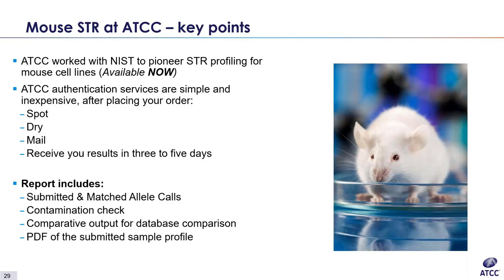The final MouseSTR reports will include allele calls for the submitted and matching cell lines across all 18 loci, as well as a contamination check to detect for human or African green monkey species. The comparative output will also allow you to review any additional cell lines that may be similar to your sample, and a PDF of the sample profile will also be provided. ATCC's newest service offering is one of a kind, as we are the first and only laboratory providing the new 20-plex MouseSTR assay for authentication of mouse cell lines.